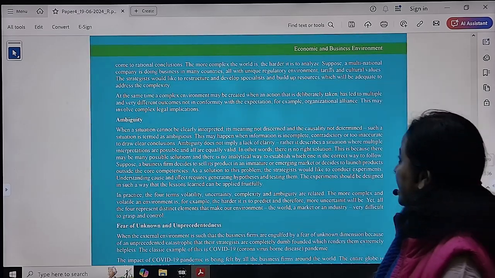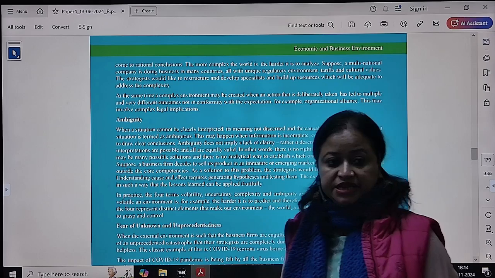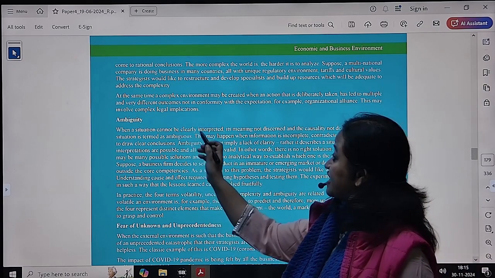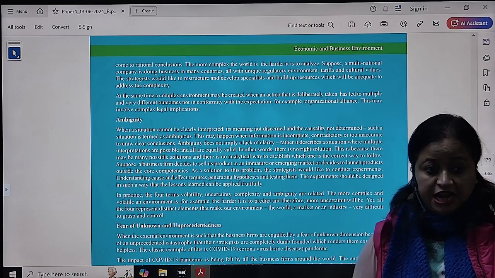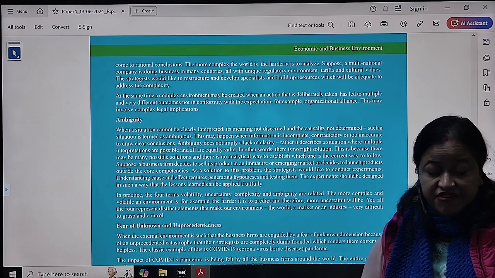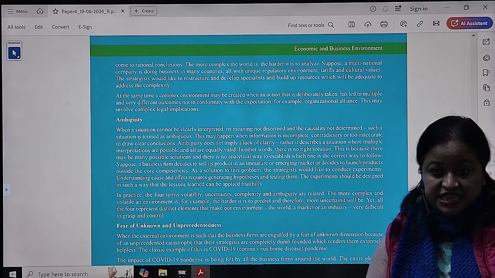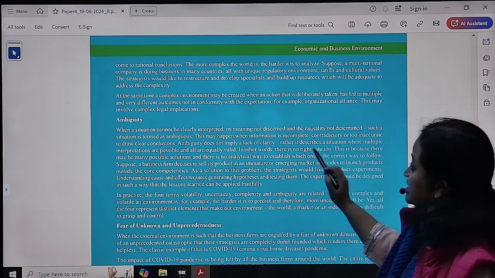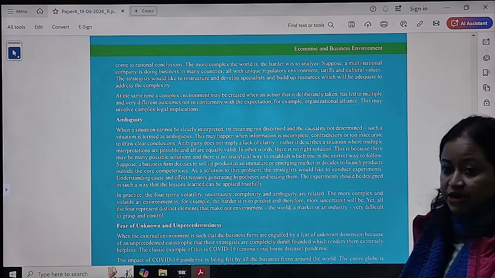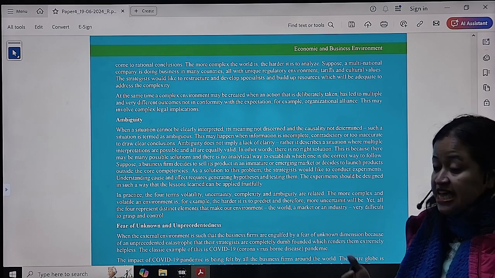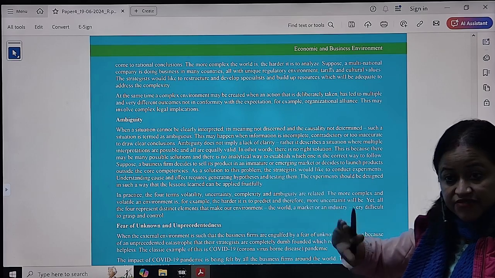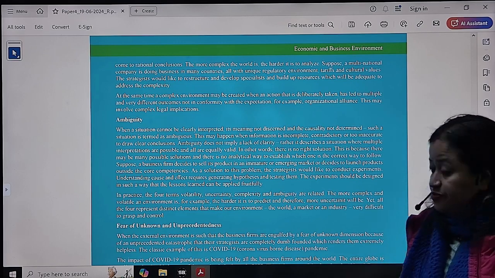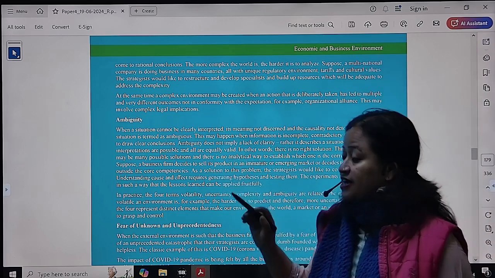Now, the next one is A, which stands for ambiguity. Ambiguity means which is not clear. The simple meaning of ambiguity is which is not clear. So when a situation cannot be clearly interpreted, when you cannot interpret it, that is ambiguity. Everything is vague, everything is unclear. Nothing is clear to you. That is what ambiguity is all about. This may happen when information is incomplete. So you have information, but the information is incomplete or contradictory. You are unable to decide which one is right for you, or it is too inaccurate to draw a clear conclusion.